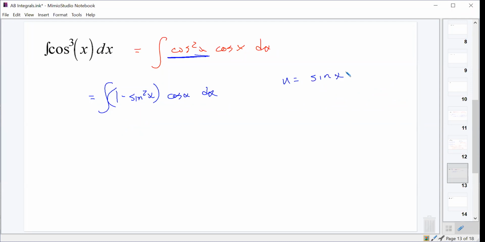Could you just make it sine x? Let's try it. If u is sine x, then this is what? 1 minus u squared, right? And what's du? Just cosine x dx. Ah, that seems like a good idea. There's cosine x dx. That's my du. So this just becomes 1 minus u squared du. And 1 minus u squared is easy enough to integrate, isn't it?